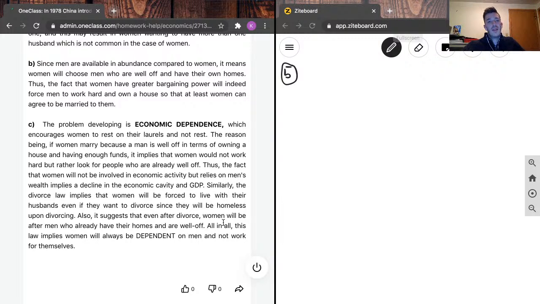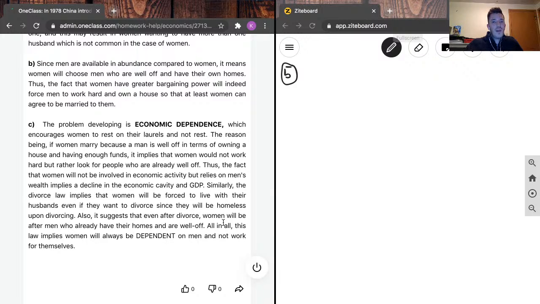And answer to C, our junior tutor for C said the problem developing is economic dependence, which encourages women to rest on their laurels. The reason being, if women marry because a man is well off in terms of owning a house and having enough funds, it implies that women would not work hard, but rather look for people who are already well off. Thus, the fact that women will not be involved in economic activity, but rely on men's wealth, implies a decline in economic activity and GDP.